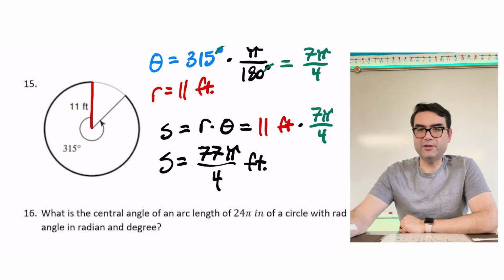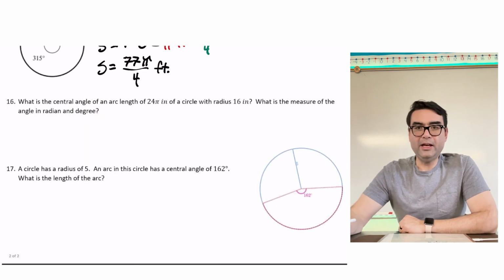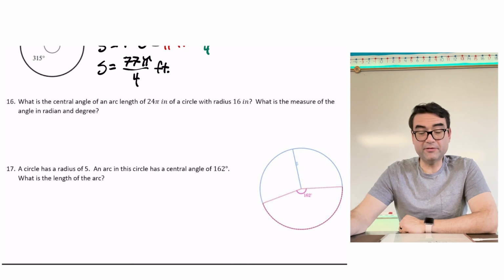So if you have to round your answer, you could pop that into Desmos or any other calculator you would use, and 77 times pi divided by 4 would be the answer. And we'll end with number 16 here. What is the central angle of an arc length of 24 pi inches of a circle with radius 16 inches? What is the measure of the angle in radians and degrees?